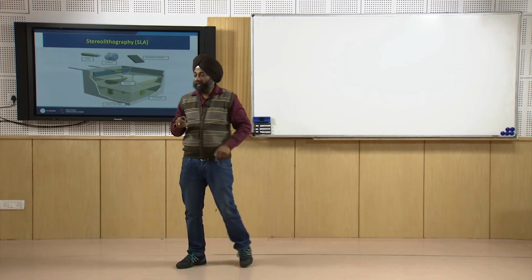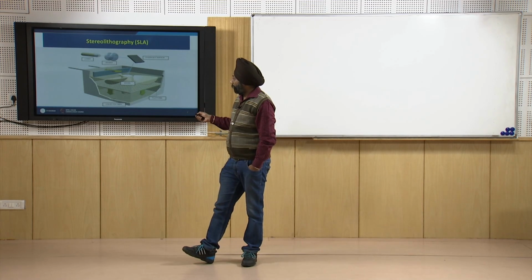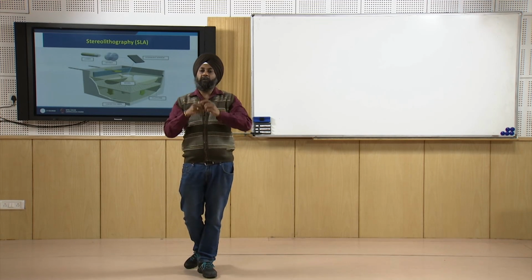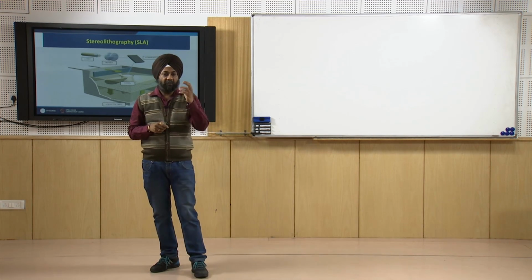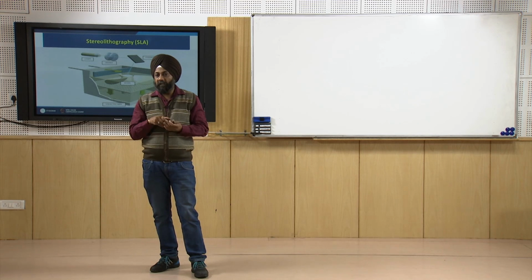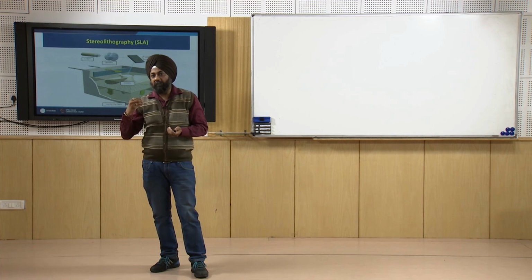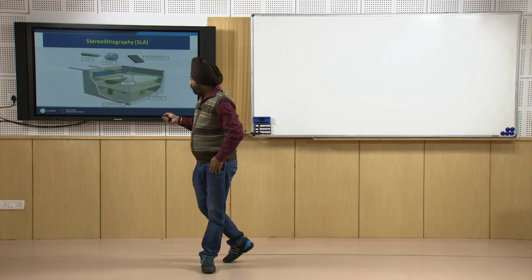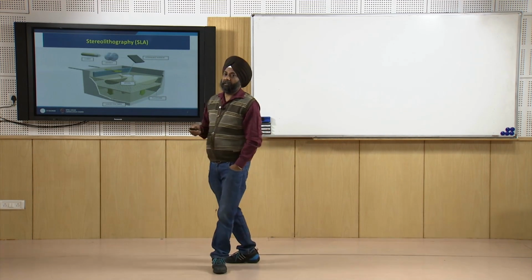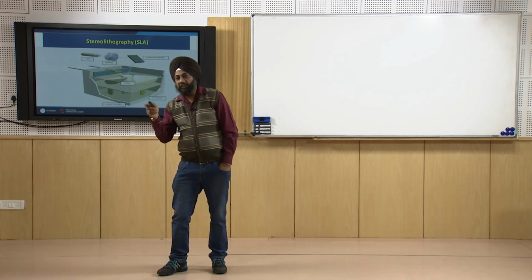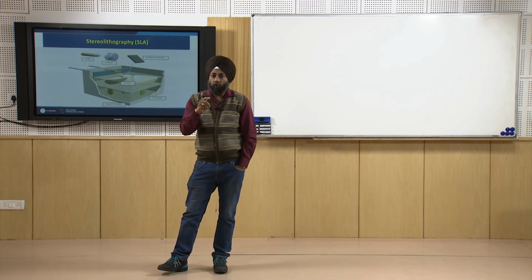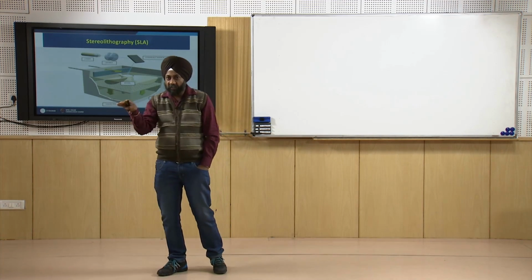Now why have these three processes been selected? Because finally the prototype is made up of the raw material. Based on the raw material we can have different types of rapid prototyping processes. We may have a liquid as a raw material, we may have a powder, or we may have a solid sheet. So in case of SLA we have a liquid polymer as the raw material. In case of selective laser sintering we have powder as the raw material. In case of laminated object manufacturing we have a sheet as the raw material.